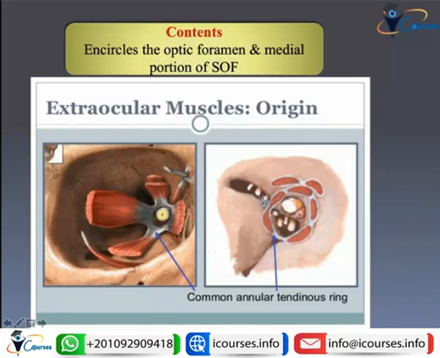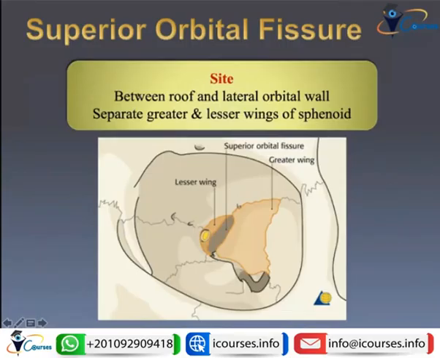So what is this comma-shaped structure? This is the superior orbital fissure. As you can see here, there are some structures that are located inside the superior orbital fissure and the common tendinous ring, and there are structures that are located in the superior orbital fissure but outside the common tendinous ring. We will discuss this later on in a few minutes. So what is the superior orbital fissure? This fissure is present at the orbital apex between the roof and the lateral wall. So here is the roof, and here is the lateral wall.